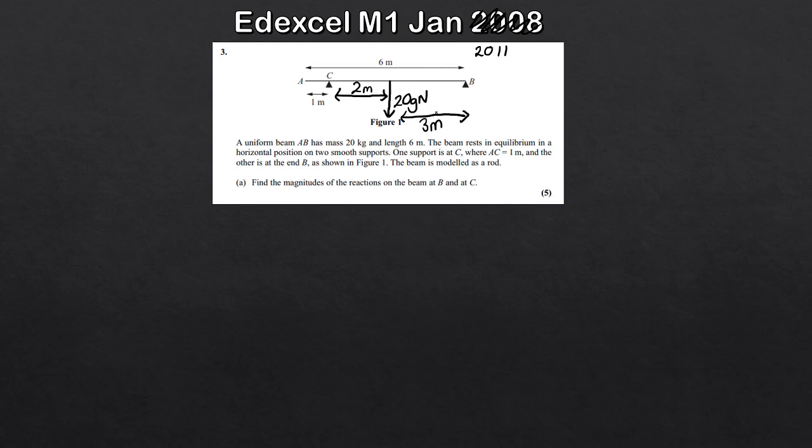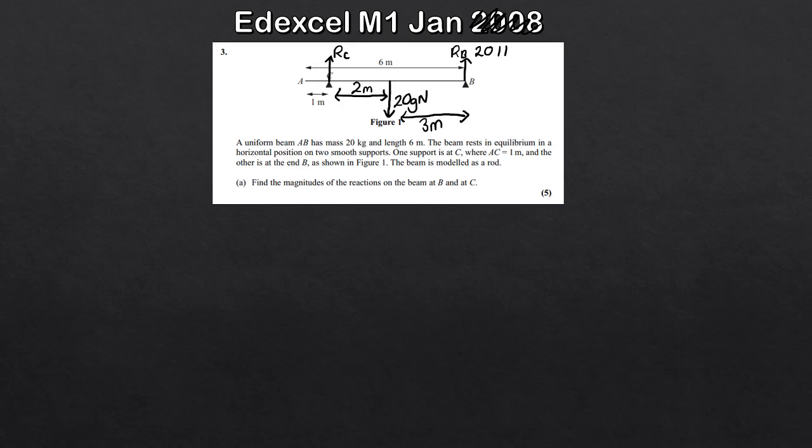What else can we add on? Well, we've got our supports, we've got C, and we've got B. So we've got our reaction forces, our resultant forces I should say. I'm going to define this as the reaction at C, and this is the reaction at B here.